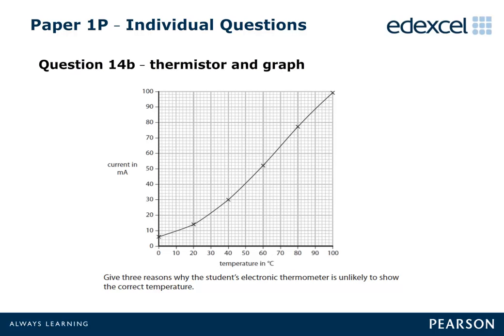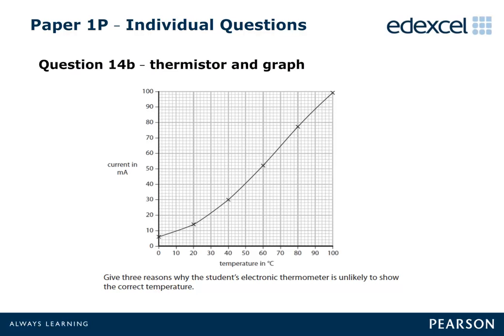The last part was meant to be difficult. The fictitious student mentioned in the question scenario makes a basic electronic thermometer. This student goes on to suggest that the current in milliamps gives a direct indication of temperature. The students sitting the paper were then asked to suggest reasons why this might be incorrect.